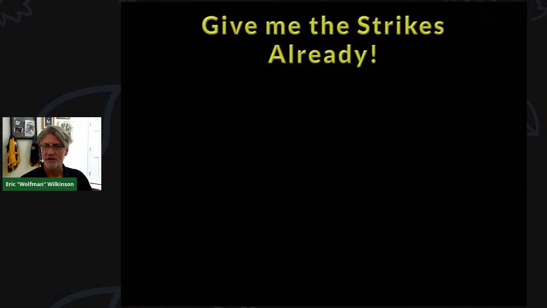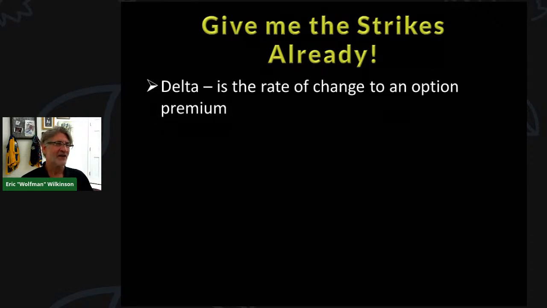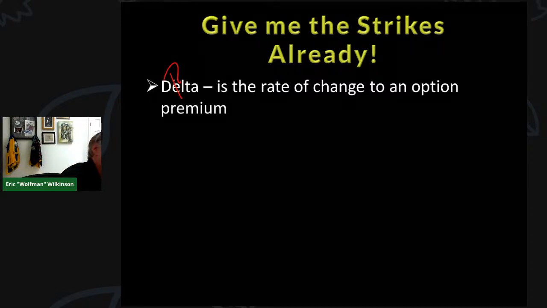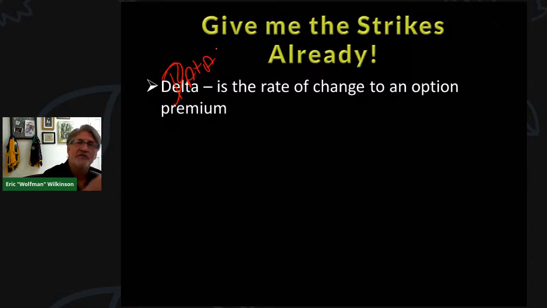All right, I know you guys want the strikes already, but first we want to talk about delta. Why? Because delta tells us a lot of things. On the floor, we used to call it data. So it's basically data. It gives you all kinds. It gives you the probabilities of being in the money. It gives you the rate of change to your premiums. And with this one, I want to specifically talk about the probabilities right now.